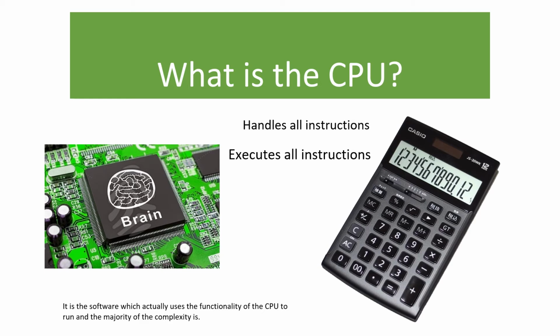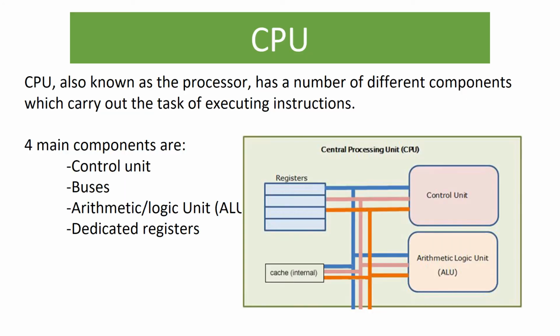So you can think about it, a lot of people call it the brain of the computer. Well, actually, it's more like a calculator. You give it numbers, it calculates something and gives you a response or result, or executes a display to display a result. It's actually the software which has most of the functionality of the computer, and it's just the CPU which runs it. So the software has the majority of the complexity. So in summary, it handles all instructions and it executes them.